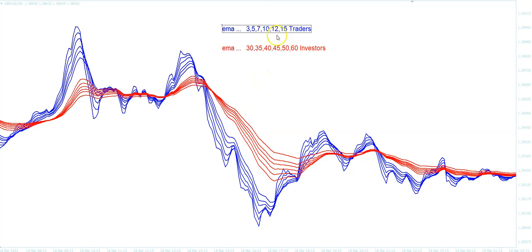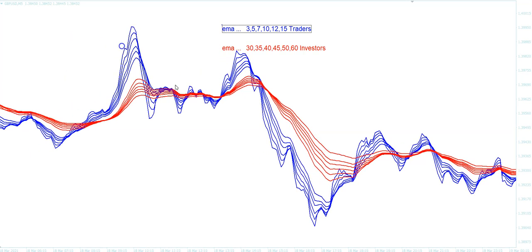Here are the EMAs that I've used for this chart: 3, 5, 7, 10, 12 and 15 for the traders, and then 30, 35, 40, 45, 50 and 60 for the investors. You don't have to stick to these. It's just what I've used, what I've found elsewhere, what other people are using. I'm not the first, I haven't invented this. There are plenty of other people doing it, and it's been like this for years, but it's fairly new to me.